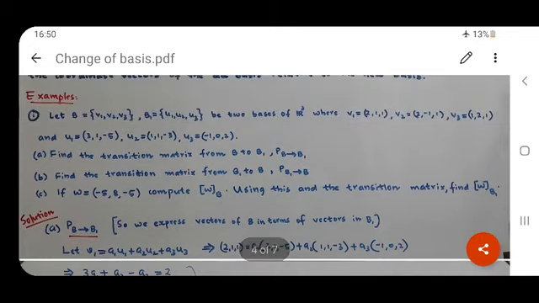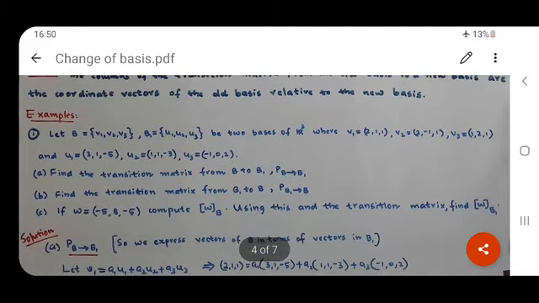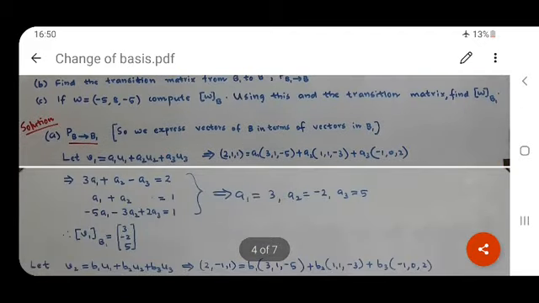Sorry, this particular slide is repeated, so just take care of that. So we have a system of linear equations: 3a1 plus a2 minus a3 equal to 2, a1 plus a2 equal to 1, and -5a1 minus 3a2 plus 2a3 equal to 1. Solving this, we get a1 equal to 3, a2 equal to -2 and a3 equal to 5. So the matrix of v1 relative to B1 is (3, -2, 5). And observe that this gives the first column of the transition matrix from B to B1.